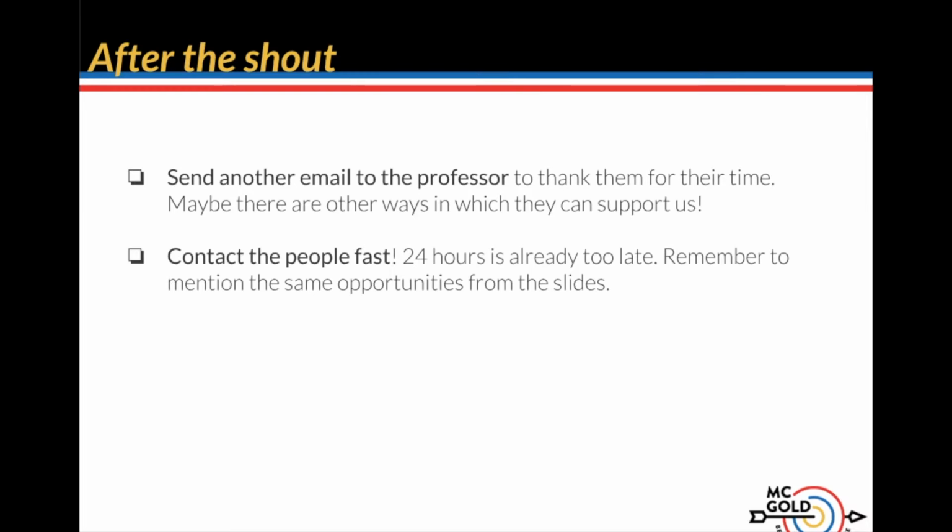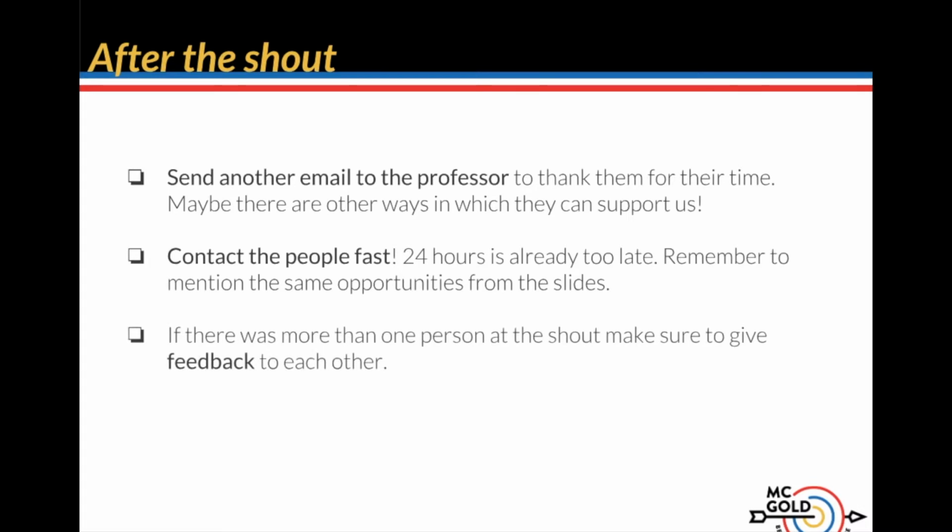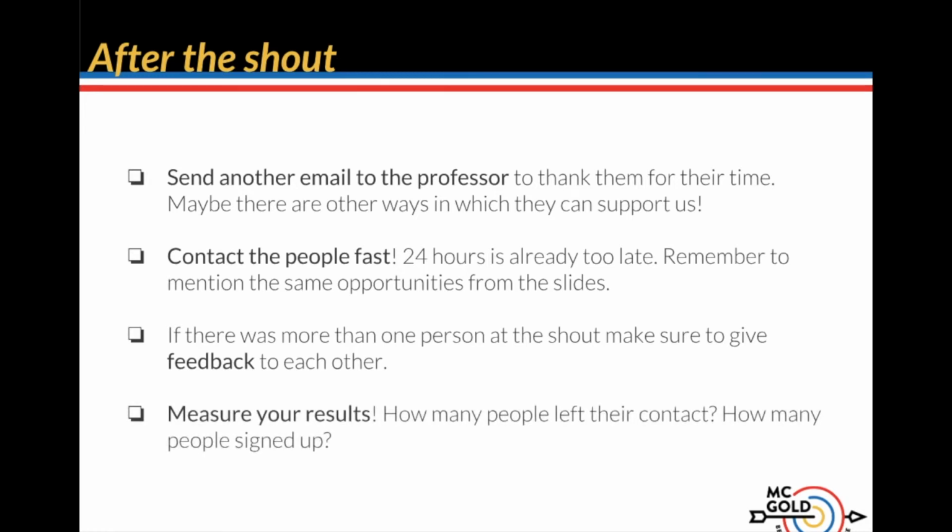Don't confuse the people. And then again, as I said, if there's more than one person, then have some time after the show to give feedback to each other, or write down the feedback and have it ready for your next functional team meeting so you can talk about it. And then measure your results. See how many people left their contact or how many people signed up. This also helps you understand if the class shout went well.